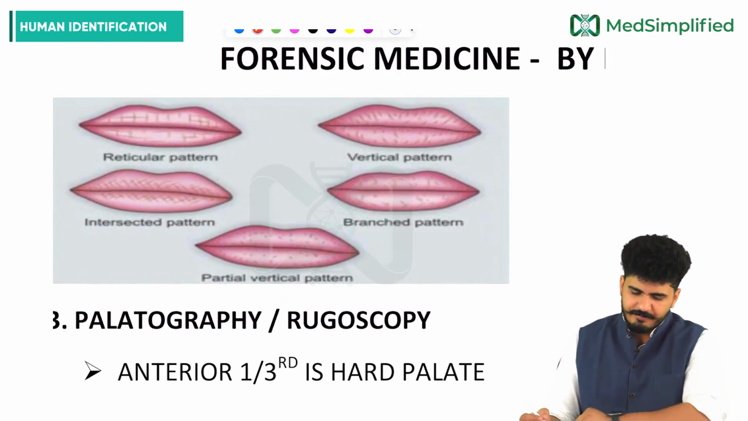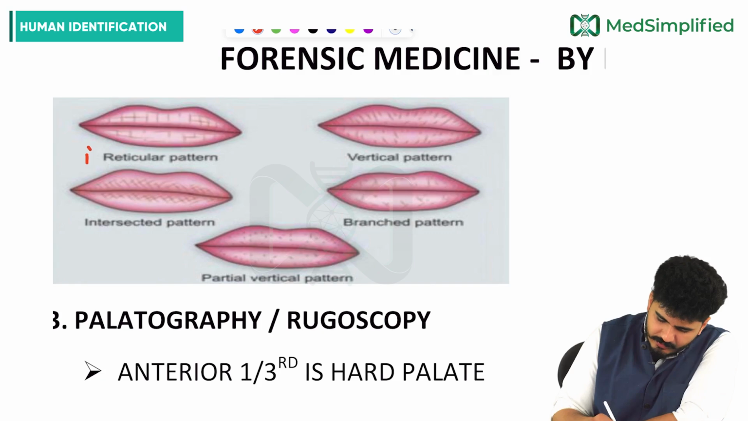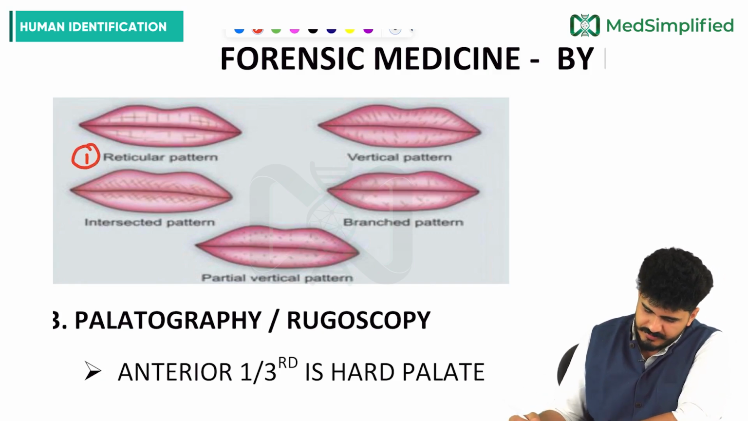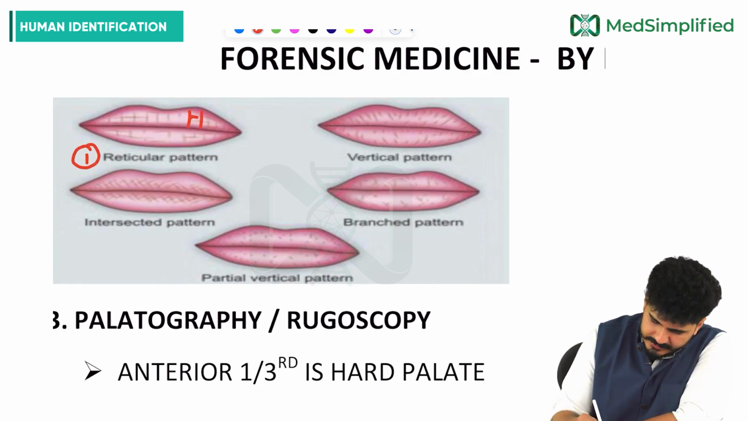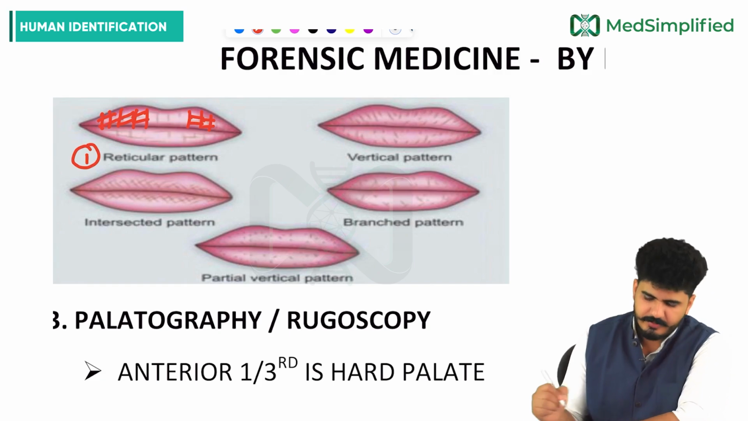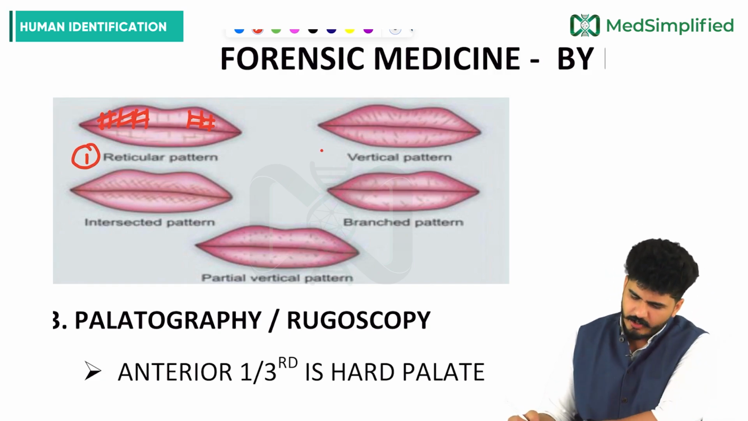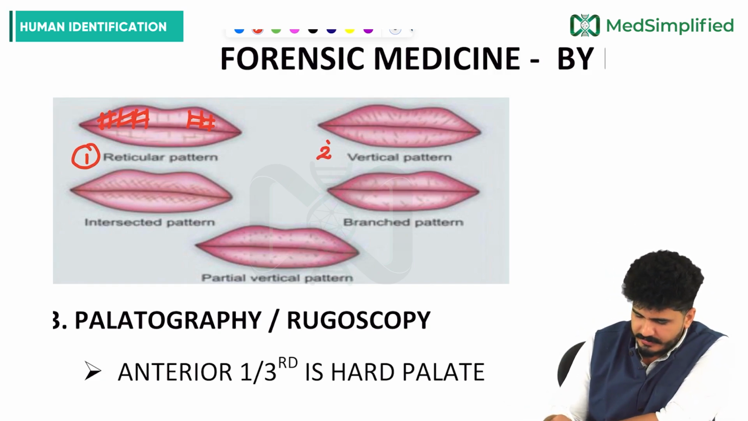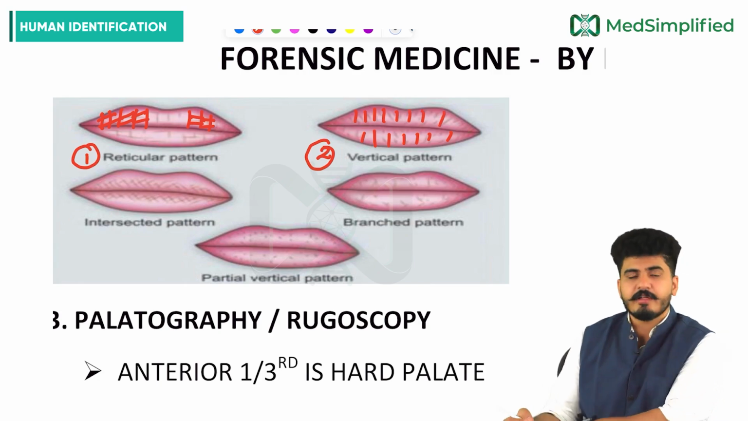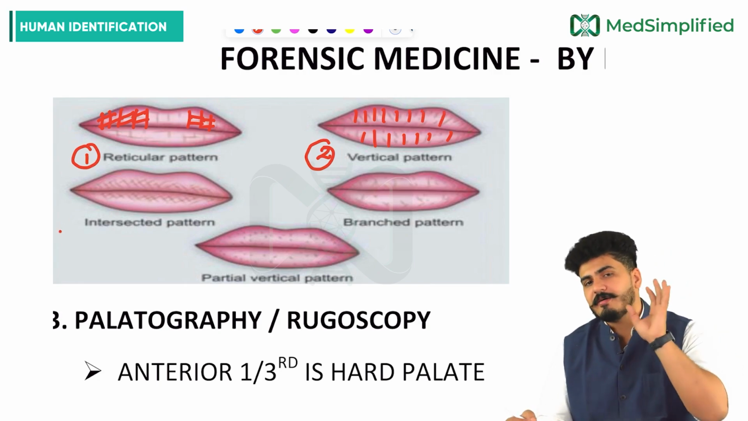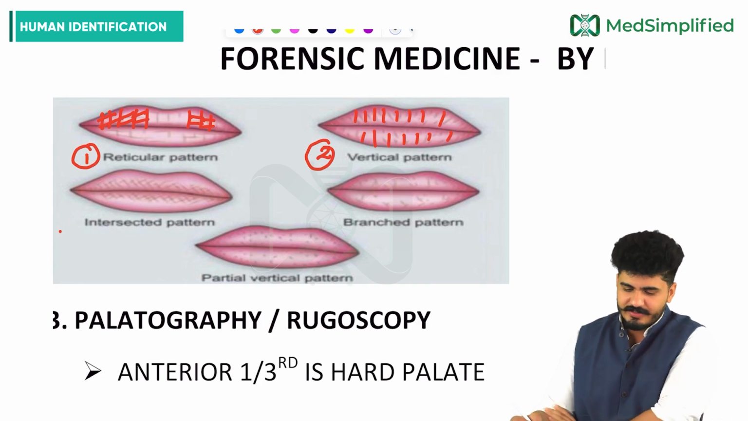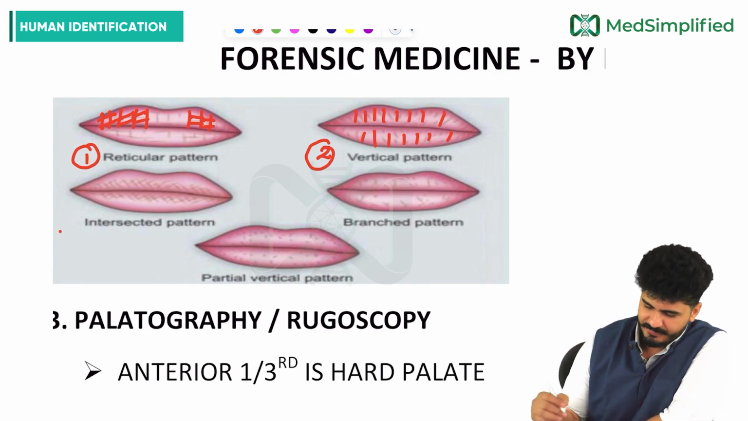The number one pattern is the reticular pattern, which is a sieve-like pattern. The second type is the vertical pattern, where you see vertical lines. If you kiss someone, you will see the lipstick mark there, a vertical pattern.